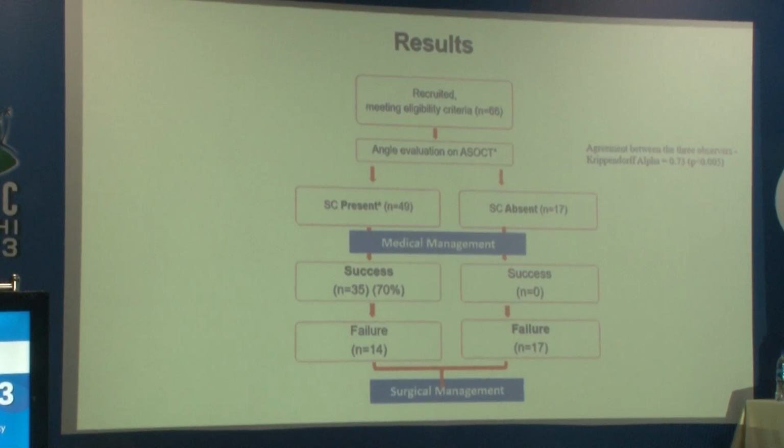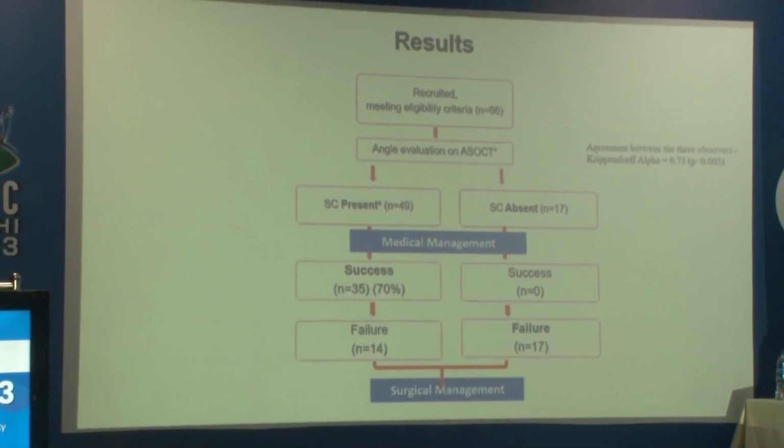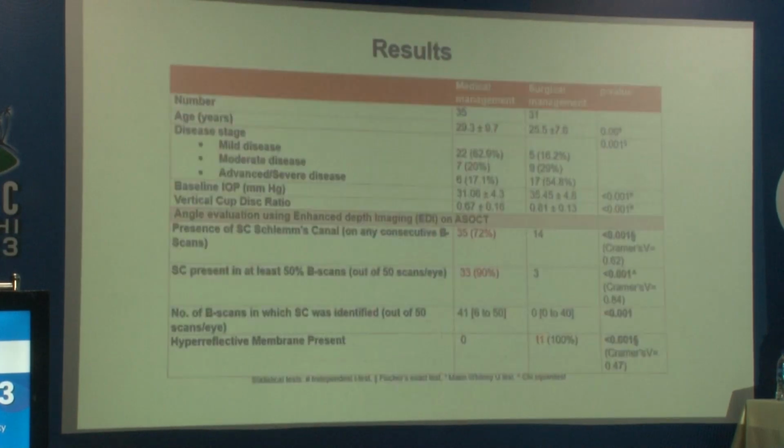Overall, 66 eyes were recruited. The agreement between the 3 observers on angle evaluation was good. Overall, 35 eyes had success on medical management and 31 required surgical therapy. Of those eyes which underwent surgical management, they had a younger age at onset, a more severe disease, a higher baseline IOP, and a higher vertical cup disc ratio. The last 3 parameters were statistically significant.